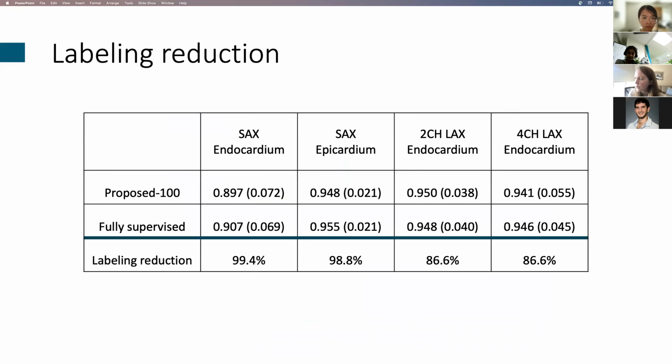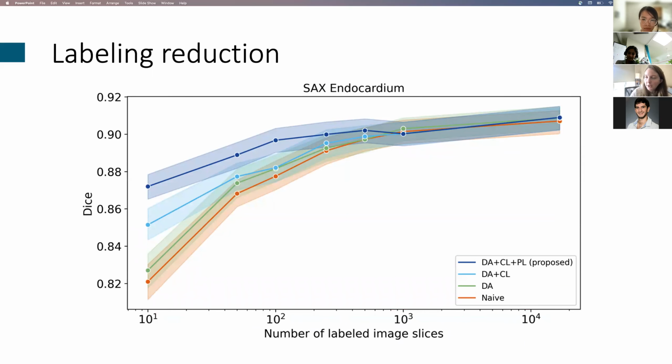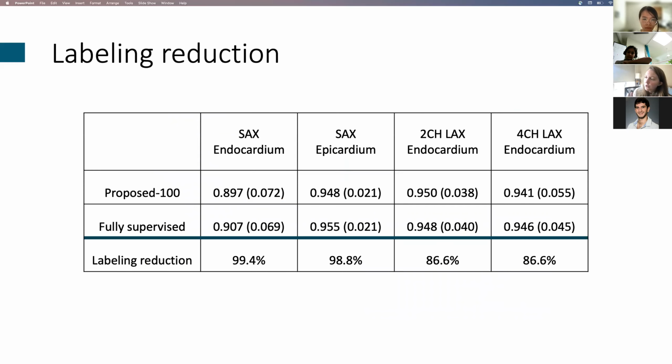Okay, so this table is also trying to show labeling reduction. As I mentioned, we have 4 tasks. This for cleanliness was visualizing 1 task. These are all 4 tasks. So the top row is if you're at that 100 labeled image slice, remaining unlabeled images training point. The fully supervised is if you use all labeled data you have access to. And then the final row, labeling reduction, is the percent difference between the fully supervised data set and the 100 slice labeled data set. The reason the labeling reduction changes is because we have slightly different data sets for each task.